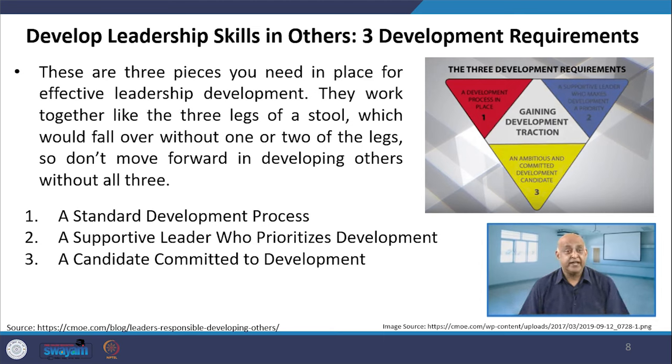The leader should be able to design a standard development process, right? A very good analogy has been given for this. It is a stool. Unless all three legs are there, do not move forward until all this support has been provided. So a standard development process is to be designed, a leader who prioritizes the development is there to support, and a candidate committed to the development is there.